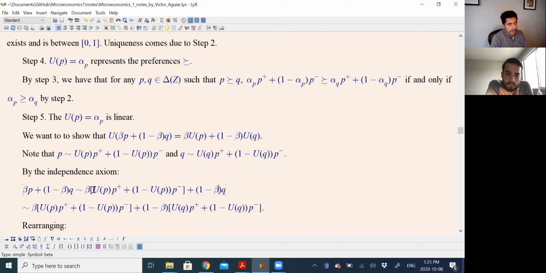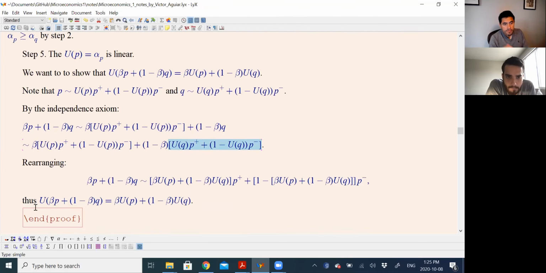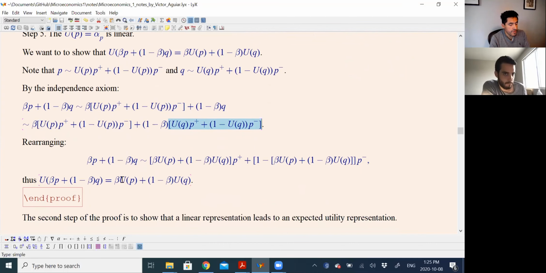And then q, I just leave it as is. Now, q is indifferent in its own terms, right? To uq, p plus, 1 minus uq, p minus. So now I get beta, parentheses, the compound lottery that is indifferent to p, and 1 minus beta, the compound lottery that is indifferent to q. Now, notice that these objects are just operations in the space of vectors. So I rearrange terms and basically take beta and multiply inside. So remember, these are just vectors. And I get now beta up plus 1 minus beta uq, right?